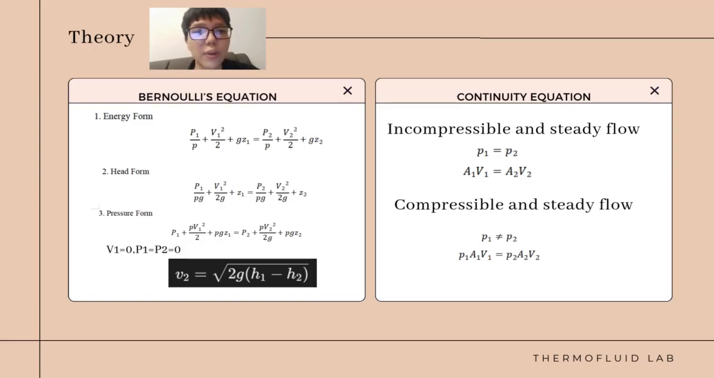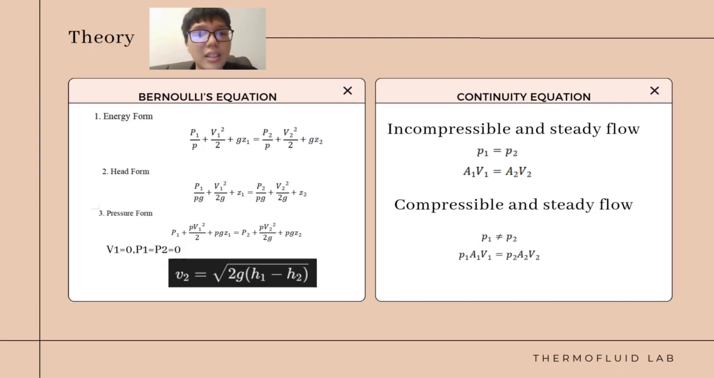For the energy form, it is pressure energy plus kinetic energy plus potential energy equal to constant, and the head form is pressure head plus kinetic head plus potential head equal to constant. For the pressure form, it is static pressure plus dynamic pressure plus hydrostatic pressure equal to constant.